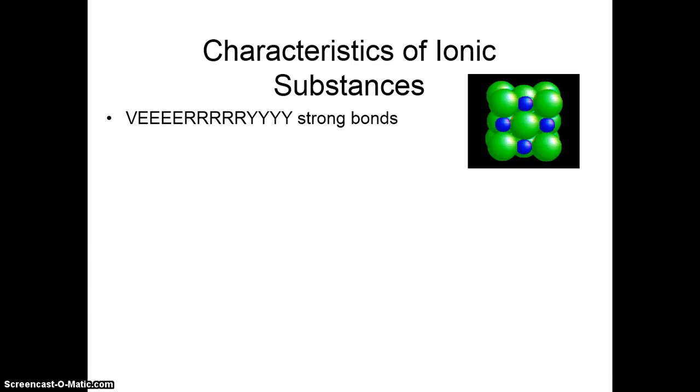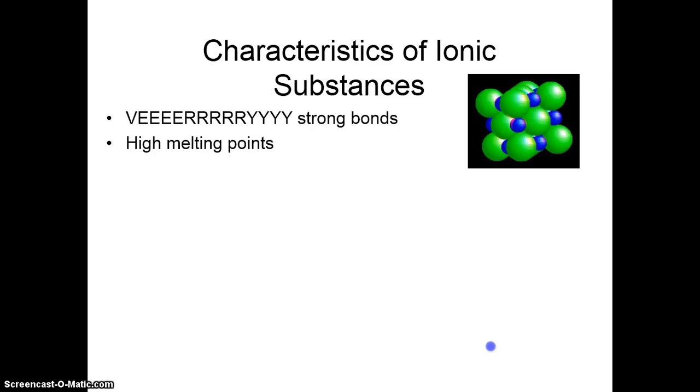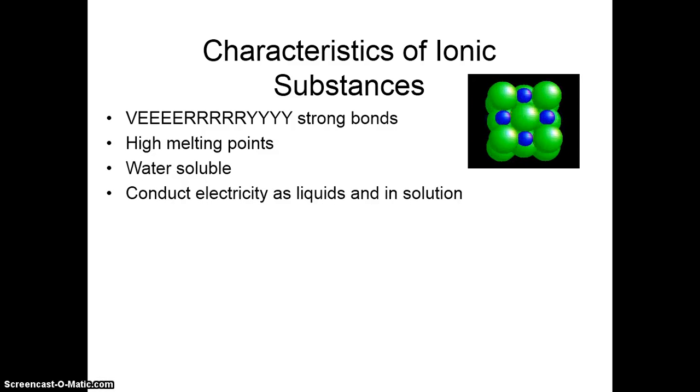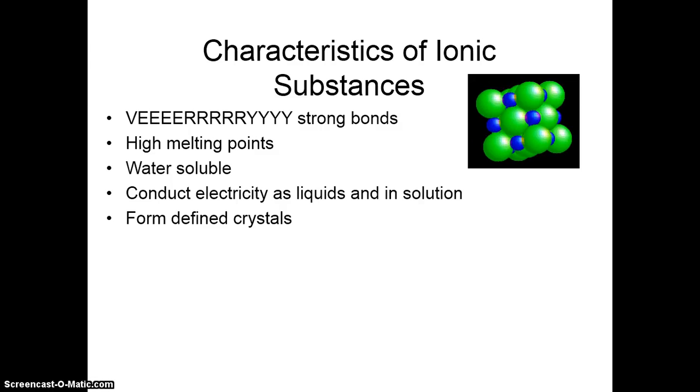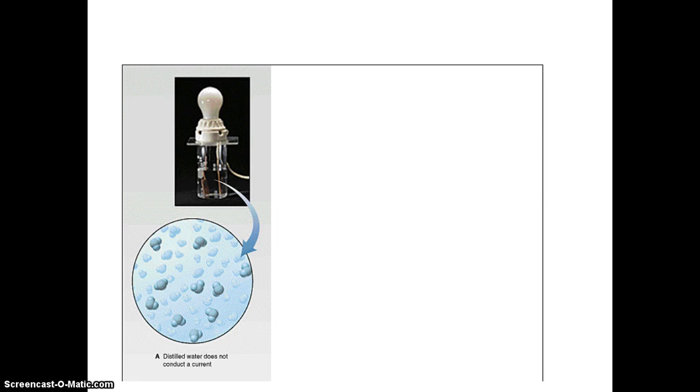Ionic substances tend to have very strong bonds. They have high melting points, and they are water soluble, so they will dissociate in water. When they dissociate in water, they conduct electricity as liquids in a solution, and they definitely have a crystalline form.